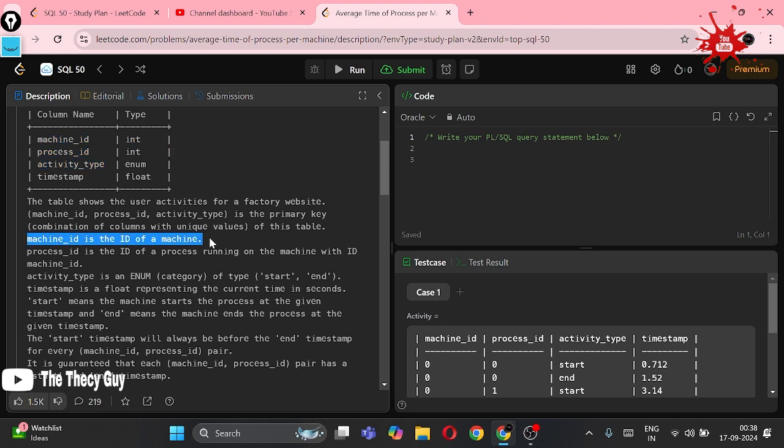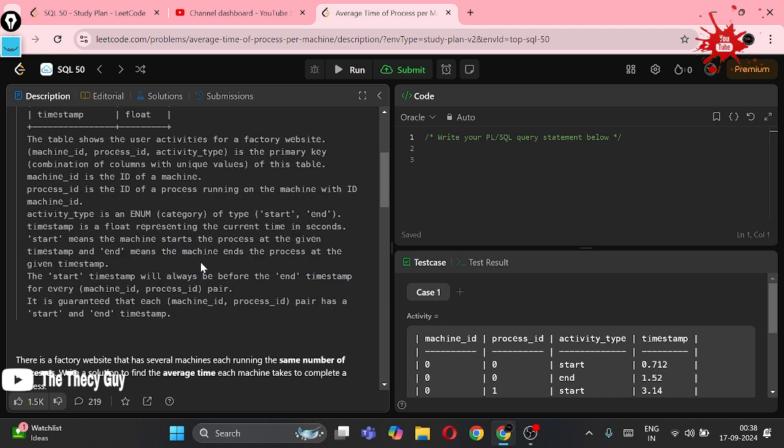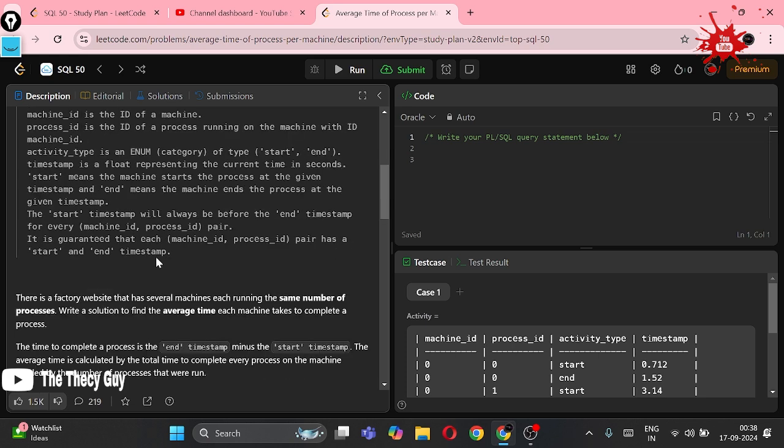Now machine ID is the ID of a machine. Process ID is the process running on the machine with that machine ID. Activity type is an enum, so the values are start and end. Timestamp is a float representing the current time in seconds. Start means the machine starts the process at the given time, and end means it ends. The start timestamp will always be before the end timestamp.